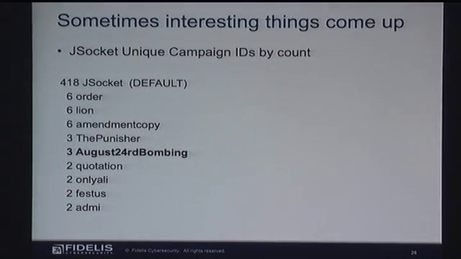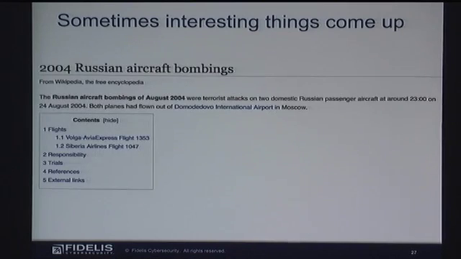Sometimes interesting names crop up. So this is for JSocket, a Java-based RAT, of discrete campaign IDs. And obviously the one in bold is the one that stands out just looking at this. Well, that's interesting, an oddly specific reference: August 24th bombing. Vaguely seemed familiar to me. Was there a bombing on August 24th? Well, in fact, there was. This happened to be a discrete terrorist event, an aircraft bombing in the Russian Federation in 2004.